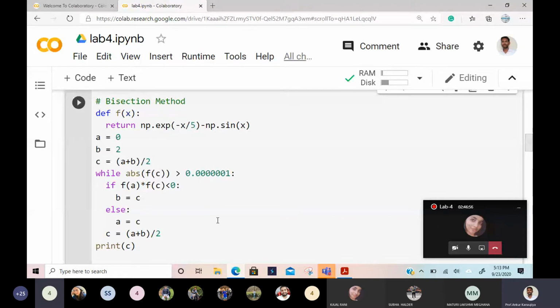While selecting the interval 0 to 2, we select it from the figure. Yes, sir. But if f(A) times f(C) is less than 0, then we move to changing the interval from AB to AC. Right. Sir, I'm not understanding this concept. What concept are you not understanding? If A times f(C) is less than 0, then B is equal to C.